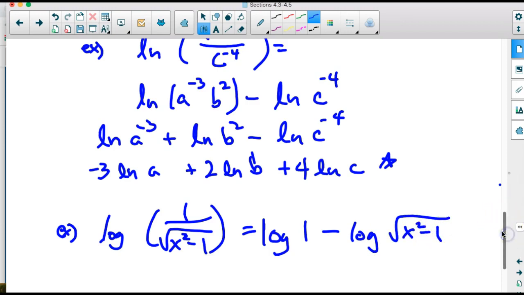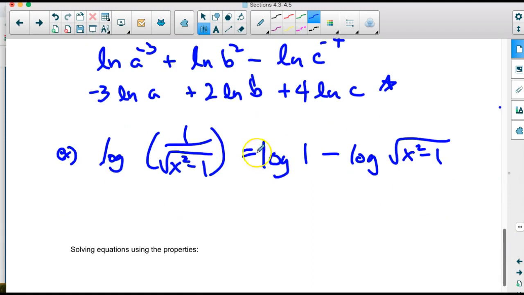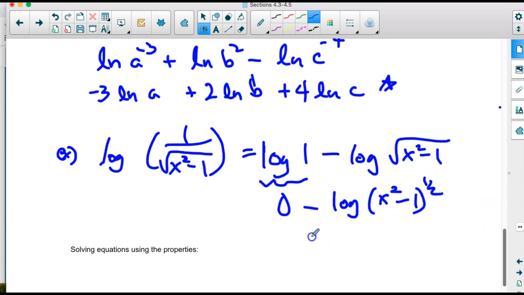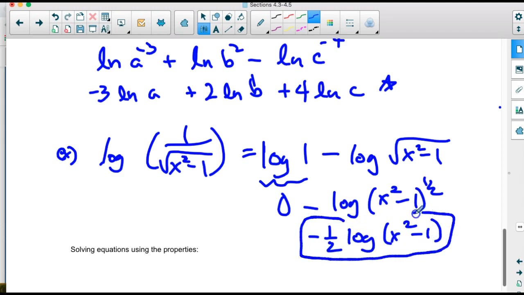Okay, so this is actually a number. 10 to some power is 1. This is actually just 0. This value right here is 0. Now I would write this as x squared minus 1 to the 1/2 power. So we would bring this power down in front, so it's negative 1/2 log of x squared minus 1. So this is my solution to that. I've expanded it out, or as much as I can here.